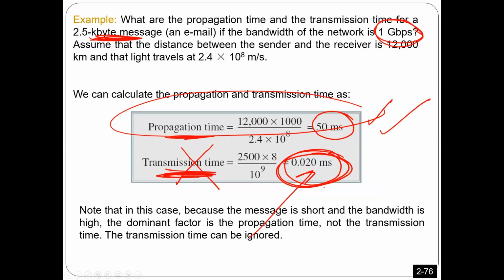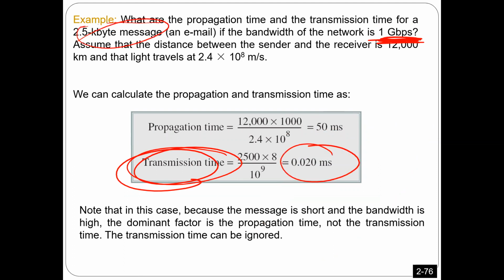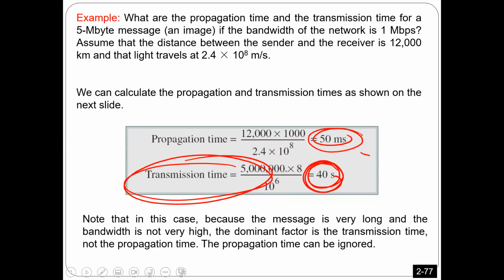This is not the case in the previous example, because that one was too small: I had a lot of bandwidth and the message was too small. That's why I got a very small number there. But this is not the case here.